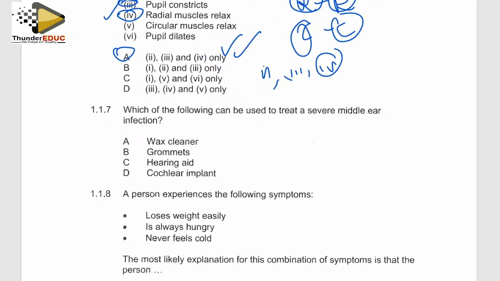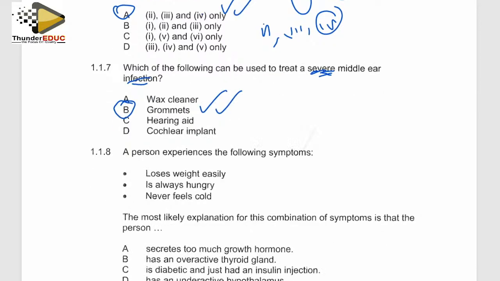1.7, which of the following can be used to treat severe middle ear infection? When you talk about severe middle ear infection, it's not that it is an accident, it's an infection. So we use what we call grommets. So you get 2 marks there.